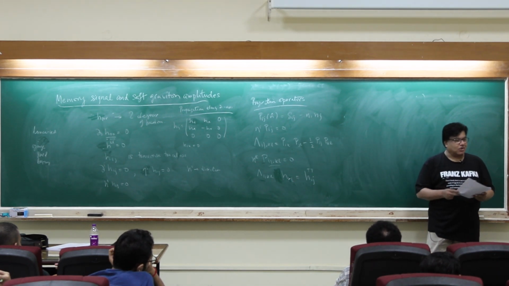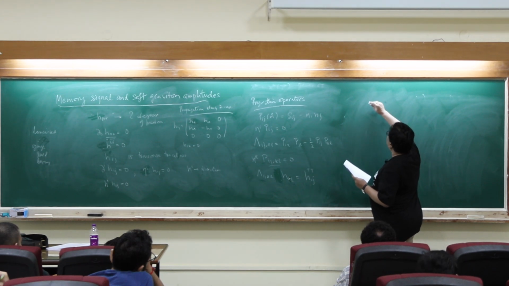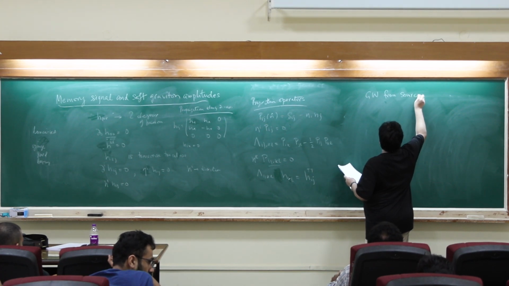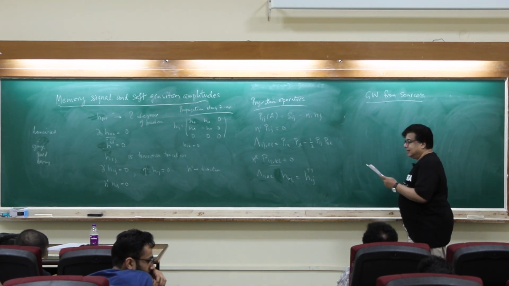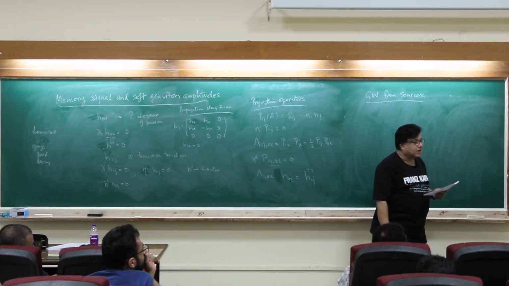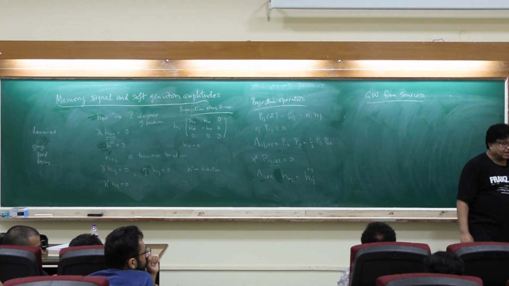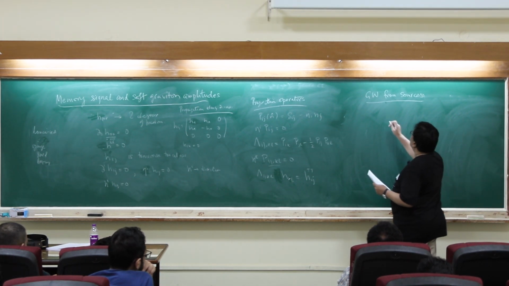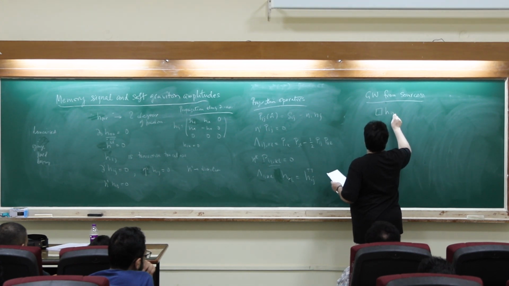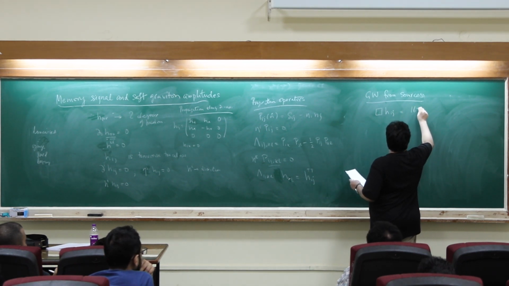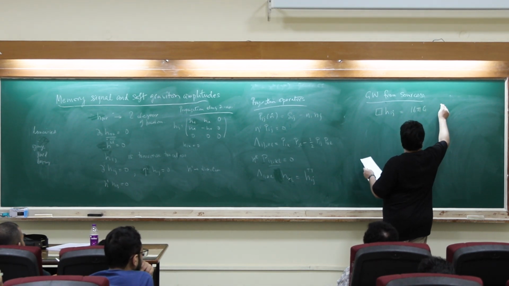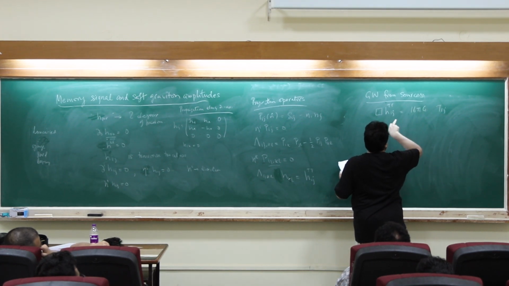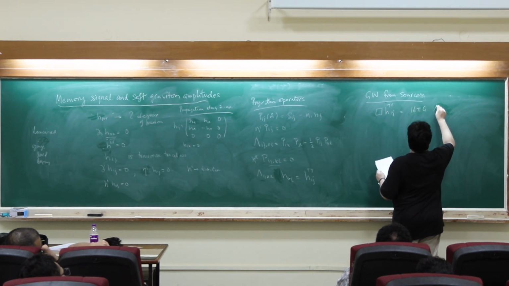Then GW from sources. This is the DC memory signal, the permanent shift. And if you want the TT version, you have to apply a lambda ijk on this. So normally you will write it.